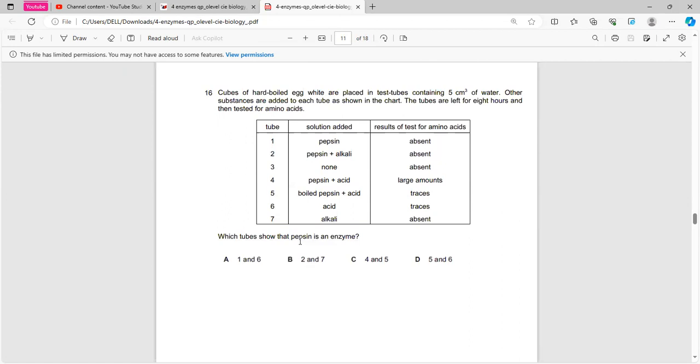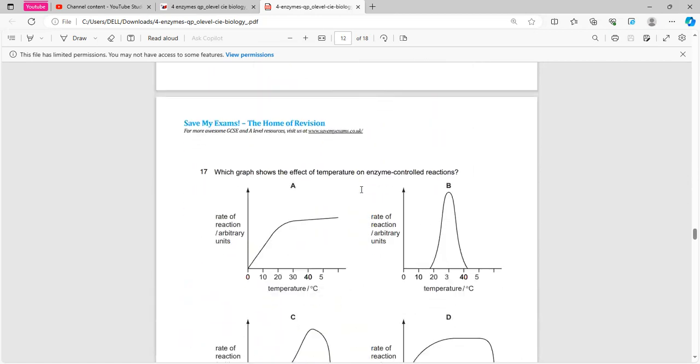Now they say, which of the above options is the best one which shows that pepsin is an enzyme. To show that pepsin is an enzyme, we need to show that pepsin denatures at high temperatures. So the correct option is C, 4 and 5, because it shows that without denaturation, it produces large amounts of amino acids. However, when it's been boiled, it produces only traces.